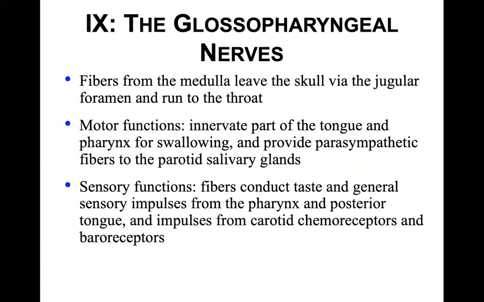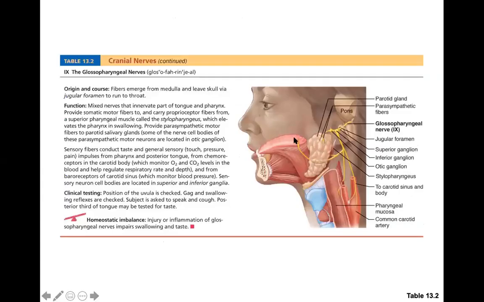Number 9, the glossopharyngeal nerve. Fibers from the medulla leave the skull via the jugular foramen and run to the throat. Motor functions will include innervating part of the tongue and the pharynx for swallowing, and providing parasympathetic fibers to the parotid salivary glands. Sensory functions include fibers that conduct taste and general sensory impulses from the pharynx and posterior tongue, and impulses from the carotid chemoreceptors and baroreceptors. And again, here you can see innervation here, but also innervations here and here, the parotid gland.